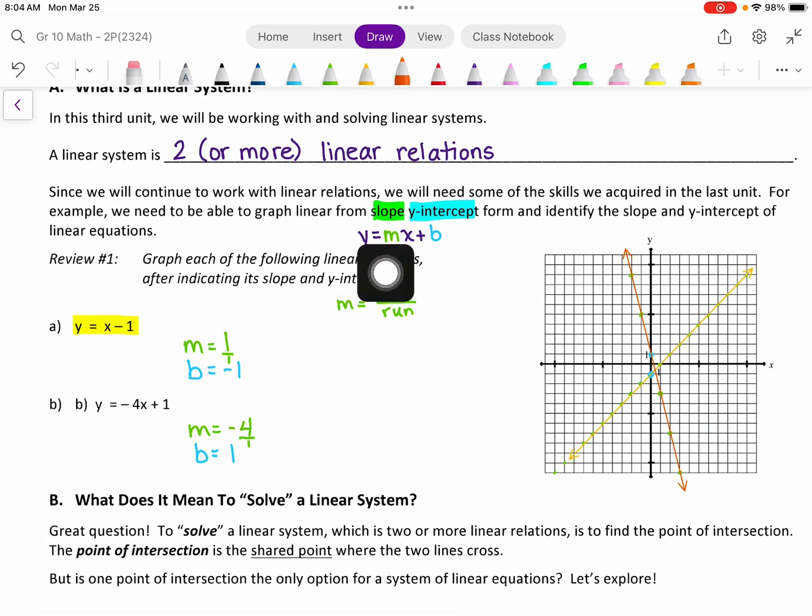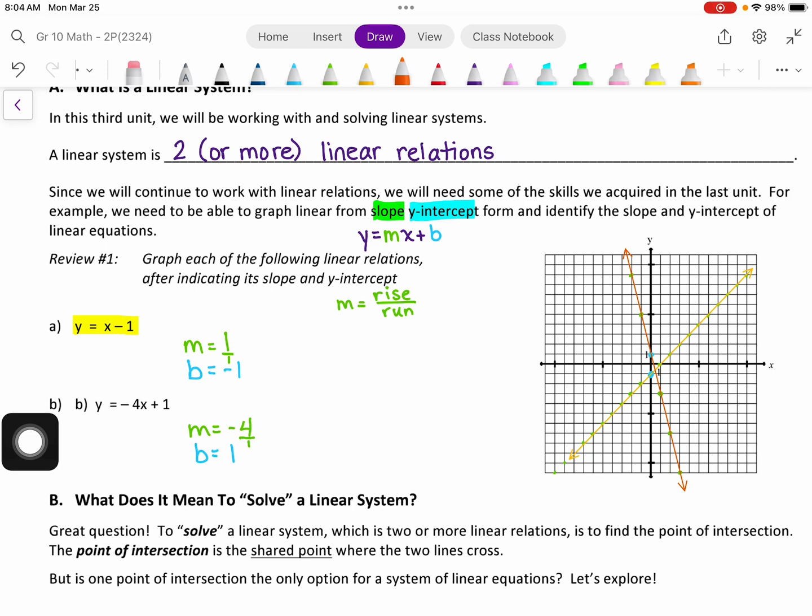So this is the skill that we want to transfer from our first unit of linear relations, understanding y equals mx plus b. M is the number in front of x, and that is our slope, our rate of change or pattern that we use to get more points. And our starting point for graphing is our y-intercept, so the number that is not being multiplied by x. So we're going to start by plotting that and then use our rate of change to find more numbers.